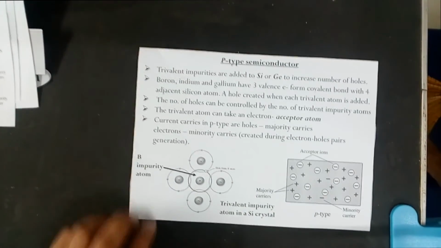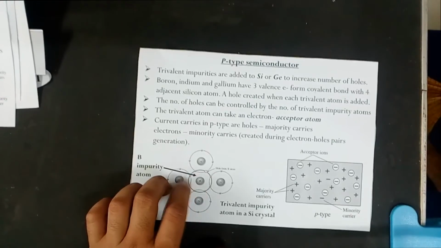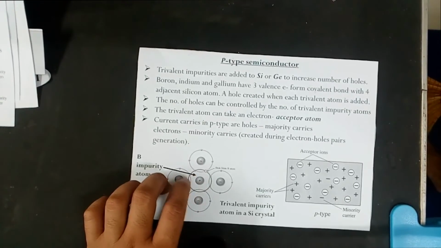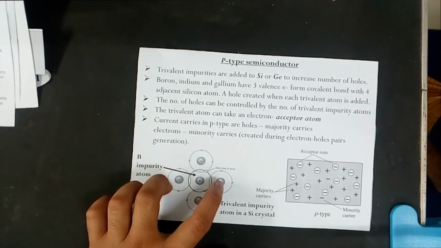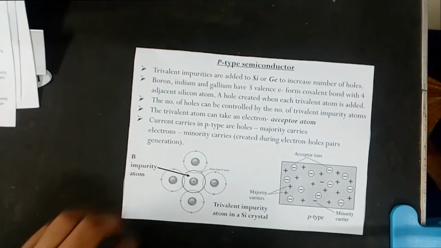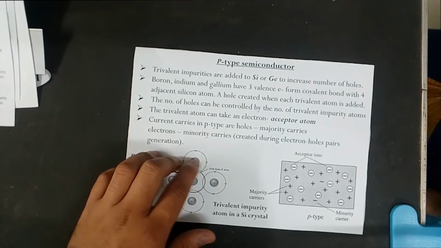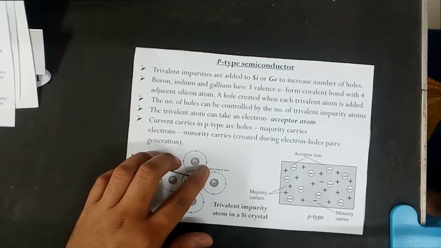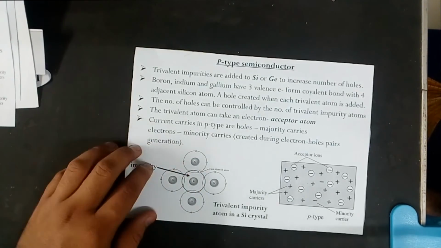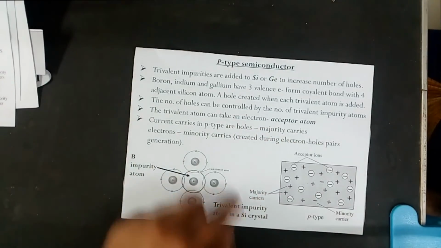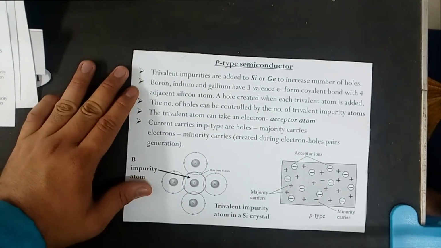You see, this atom is paired with 4 other electrons, resulting in one hole. This hole is the majority carrier for the P-type semiconductor. And this is the diagram for the P-type semiconductor.